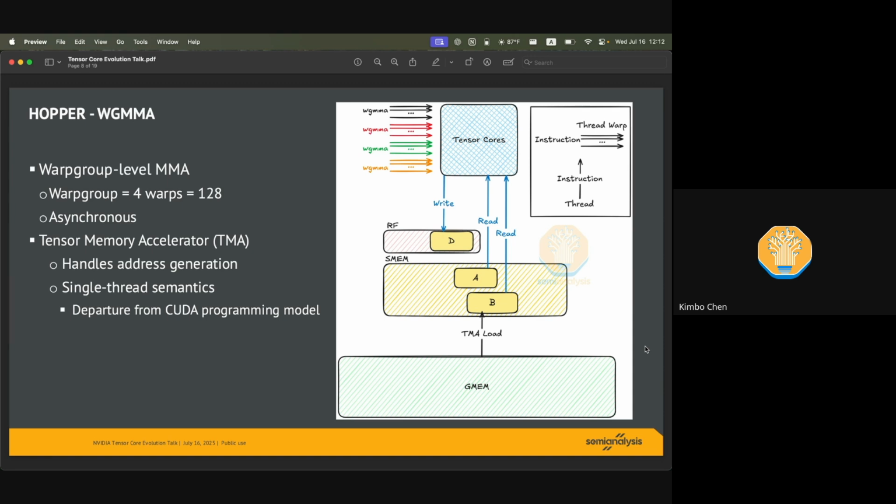launches, epilogues, etc. Another feature is that TMA has single thread semantics, meaning that you only need one thread to launch an instruction to get TMA to work. This is a departure from the CUDA programming model where you need multiple threads to operate. And this is also a common theme that we would keep seeing after this.